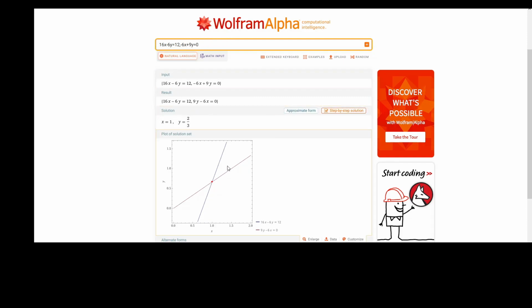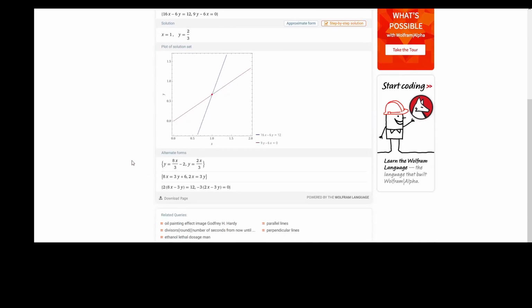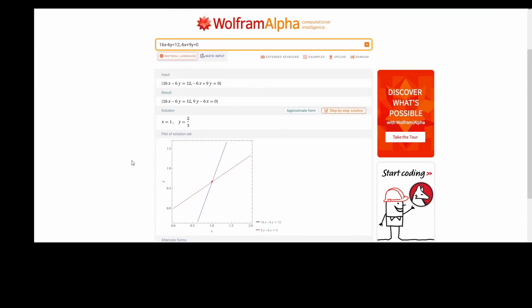It gives you solutions. It plots things as it can, and a lot of other information that you may or may not need that goes along with it. It's a free site. Most of you have probably seen it or heard about it before. So let's move on over and complete this as if we were using linear algebra itself. And remember, 1 and 2/3.